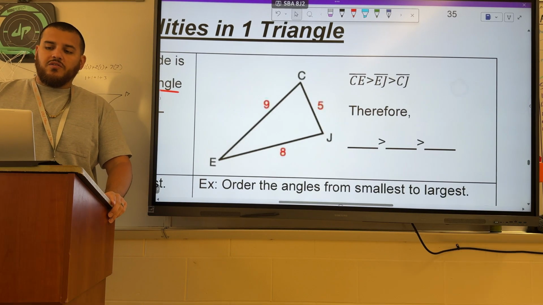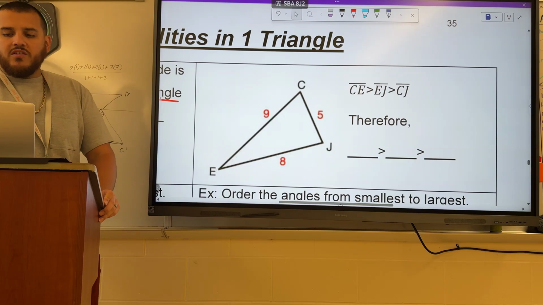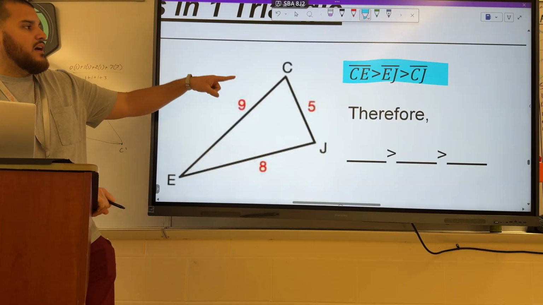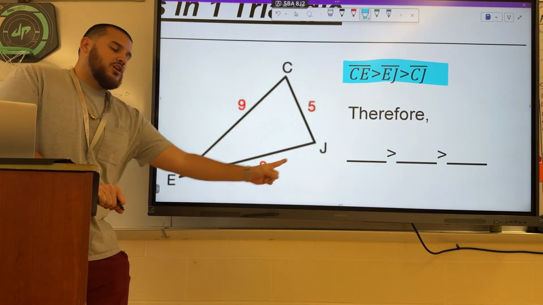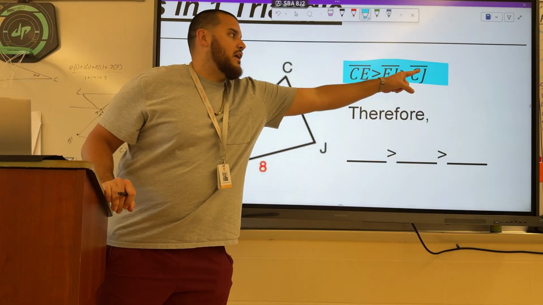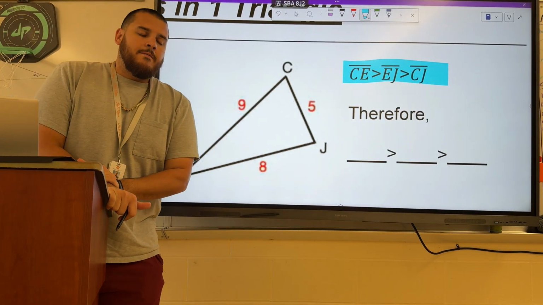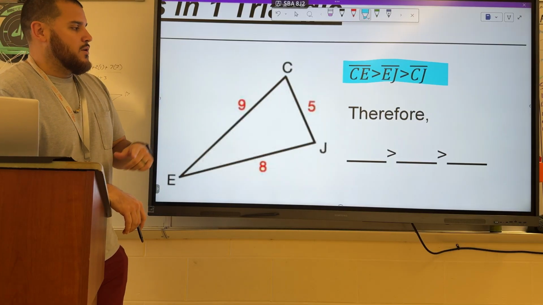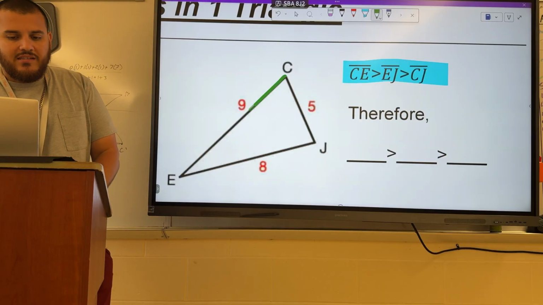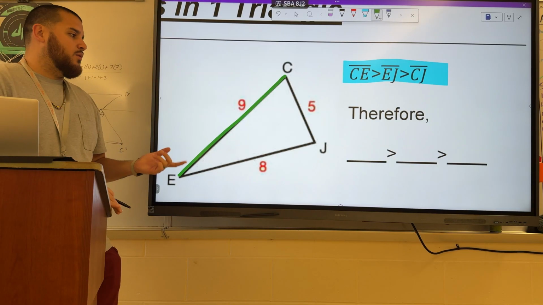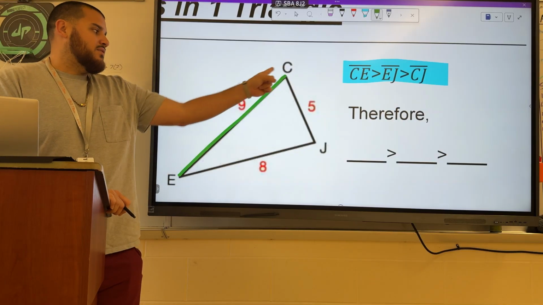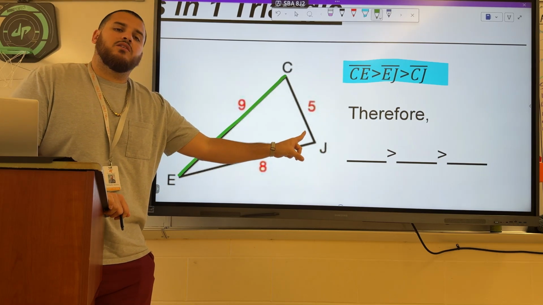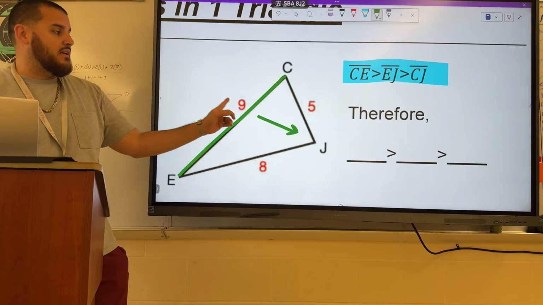So here's a triangle with three known side lengths, and there's a little inequality written here for our side lengths. Side CE is the longest side, which is greater than EJ, the second longest side, which is greater than CG, the shortest side. From these side lengths we can also tell the order of the angles from largest to smallest. Our largest side is CE, and the angle opposite of it is the one that doesn't touch this side. We have C and E as our endpoints, and J is the only other vertex, so angle J is opposite of this side.